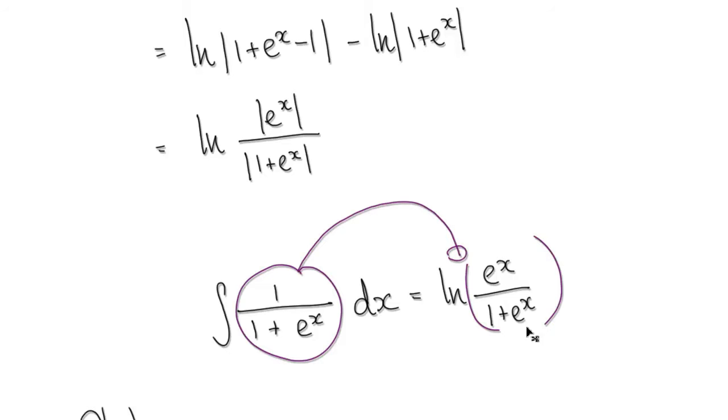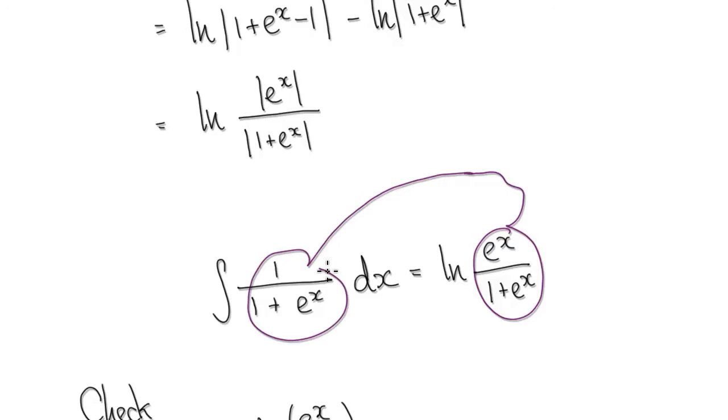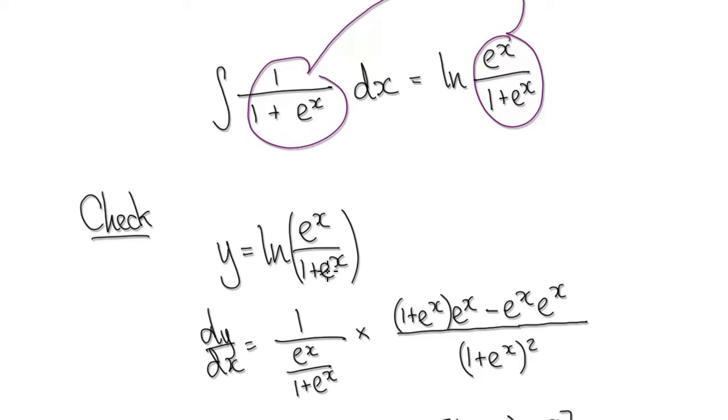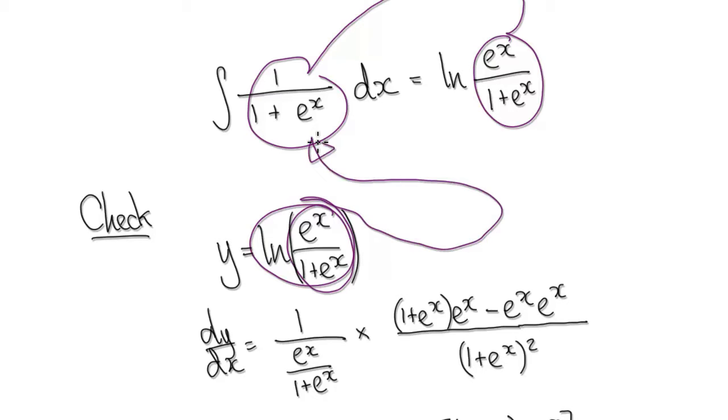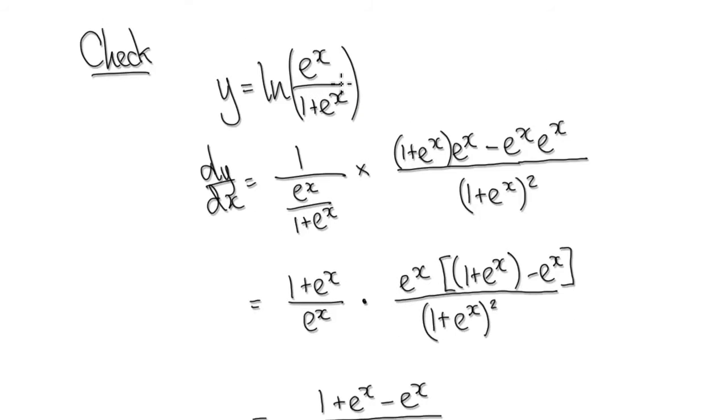Okay, so now let's double check. If you were to differentiate this, it will then give you this thing here. So we're going to try and differentiate this, and it should give us this thing here. So just to double check, when you differentiate this bubble, it will be 1 over the bubble, and then you times the derivative of the bubble itself.